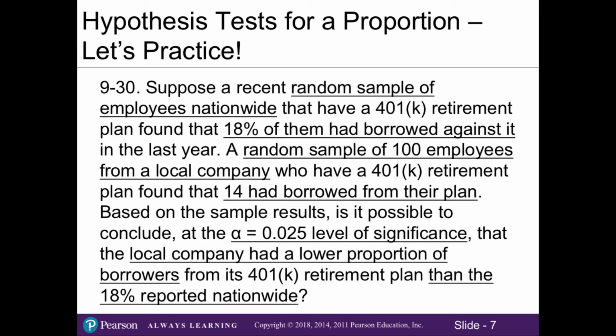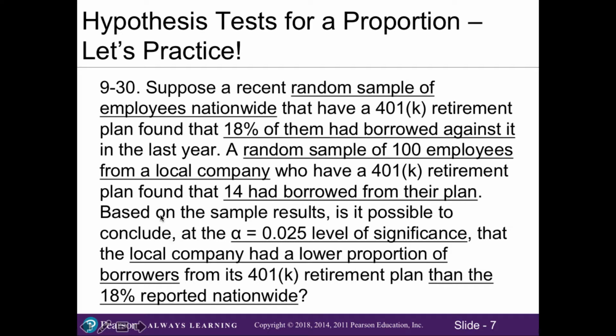Let's look at the problem on our worksheet from our textbook, problem 30. Suppose a recent random sample of employees nationwide that have a 401k retirement plan found that 18% of them had borrowed against it last year. So if you didn't know, if you contribute to a 401k account, you can borrow against it. Now, a random sample of 100 employees from a local company who have a 401k retirement plan found that 14 had borrowed from their plan.